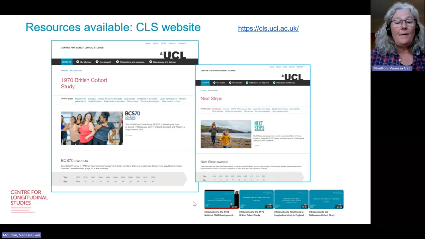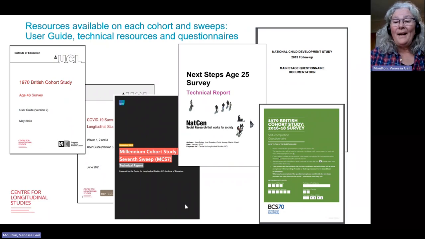And last but definitely not least, the CLS website has extensive resources and information on the cohorts. Each of the studies has an overview of the study, each of the sweeps and sub-studies, documentation, latest research, and it's a great place to start. There's also an introduction video for each of the cohorts, if you want to look at one in particular or just are interested in them, along with, as we've all mentioned, the user guides for each study, and in some cases technical reports, questionnaires, etc.